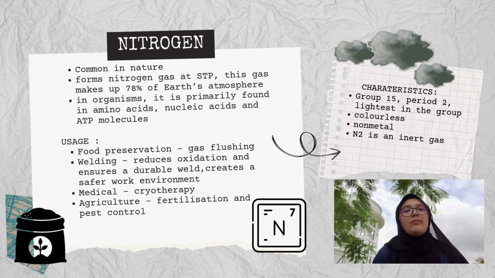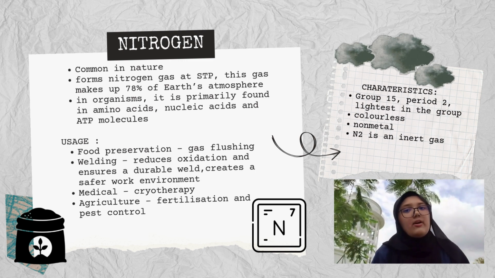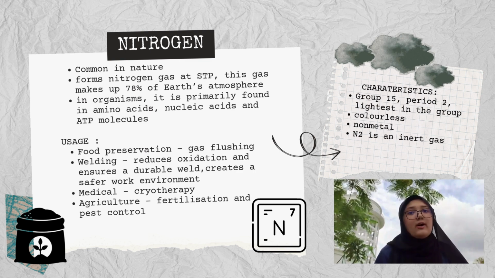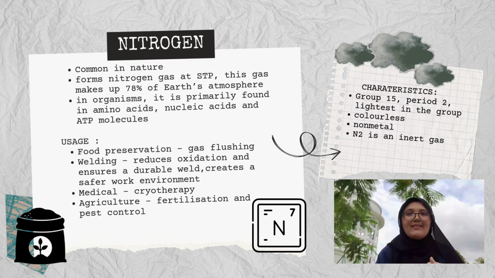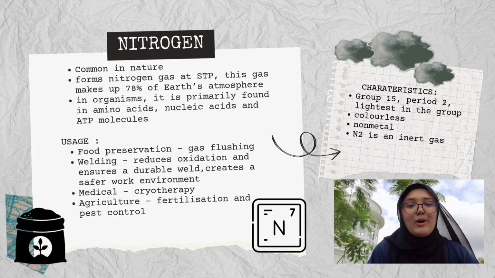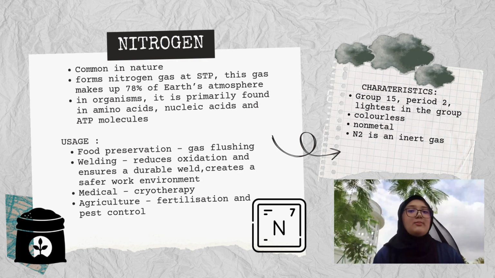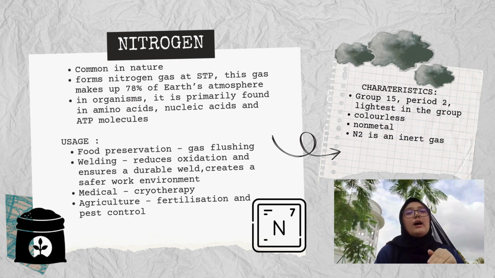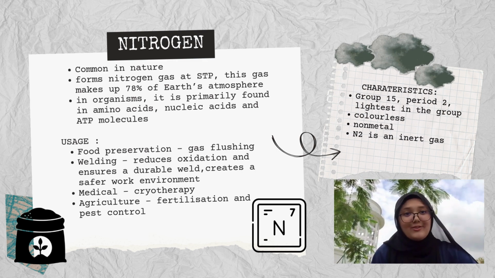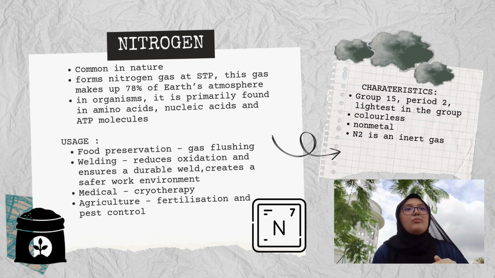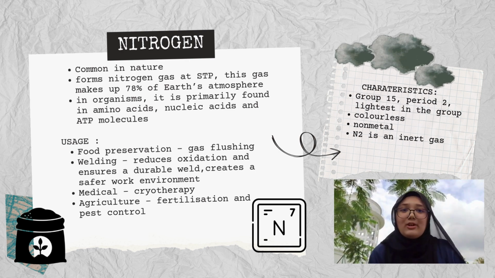Nitrogen gas makes up about 78% of Earth's atmosphere. In living organisms, nitrogen is found in amino acids, nucleic acids, and ATP molecules, making up about 3% of the human body. Nitrogen is widely used in food preservation, especially in gas flushing, a process where nitrogen is used to replace oxygen in packaging to prevent bacterial growth.